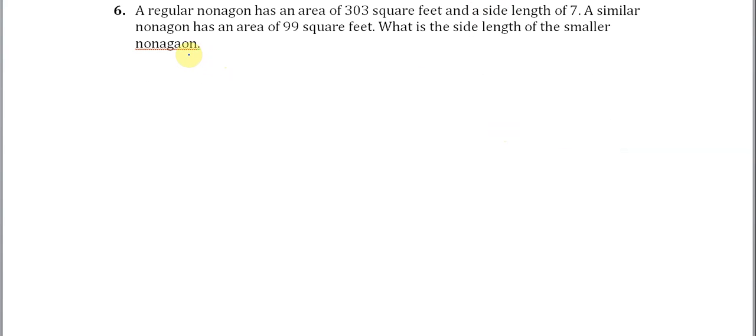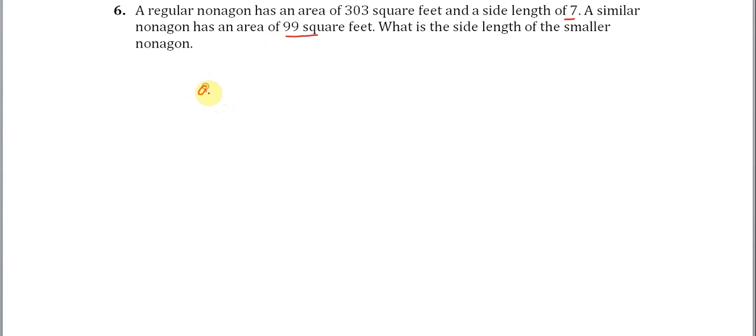So the area of a regular nonagon, that's 9 sides, is 303 square feet, and it has a side length of 7. A similar nonagon has an area of 99 square feet. What is the side length of the smaller nonagon? So here we can actually try to find out the different side lengths of the smaller nonagon without using the similarity statements, but we don't have to.